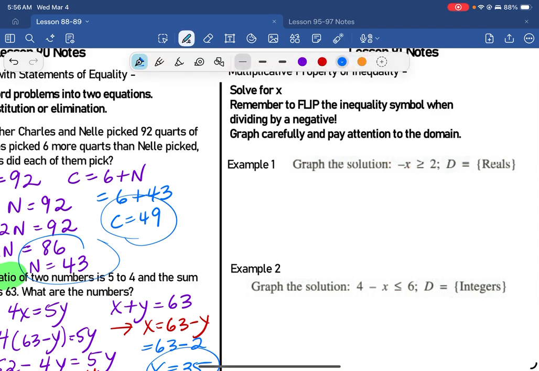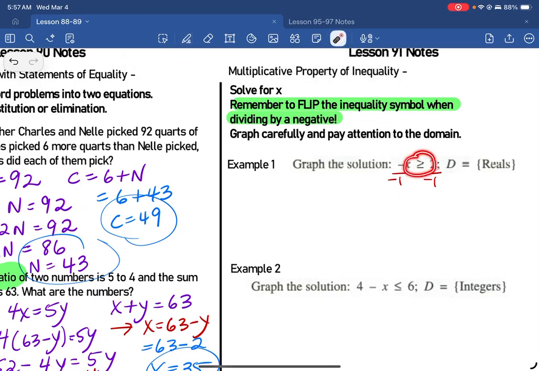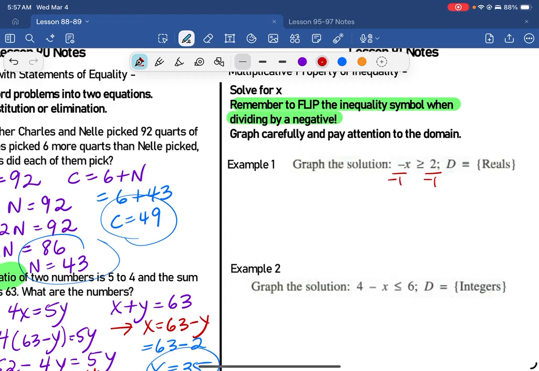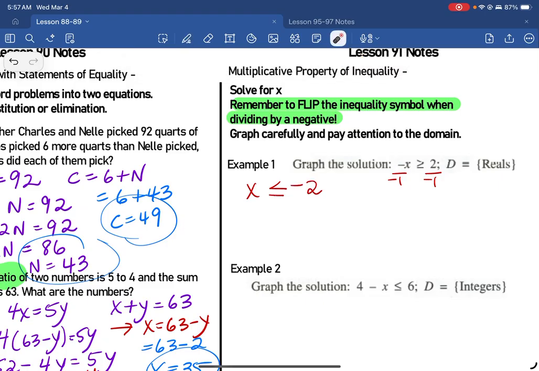Right there, there's a negative. So I have to divide by a -1 to get the negative off the x. Here's the key. The lesson up here says that you have to remember to flip the inequality symbol when dividing by a negative. So you see this right here, greater than or equal to, it's now going to turn into a less than or equal to. So x is less than or equal to a -2, because remember, I divided by a -1.